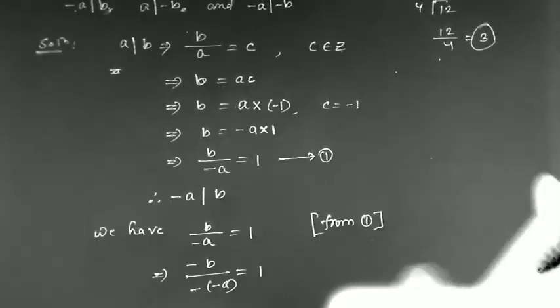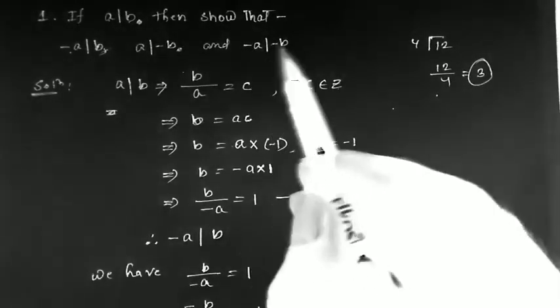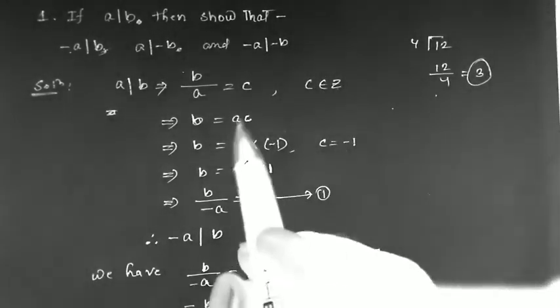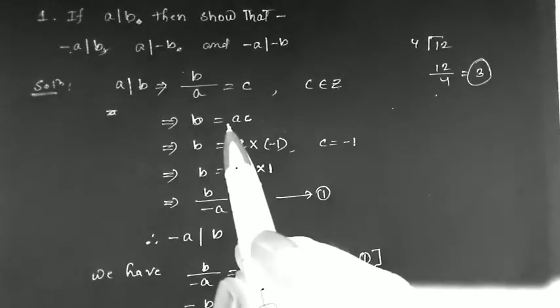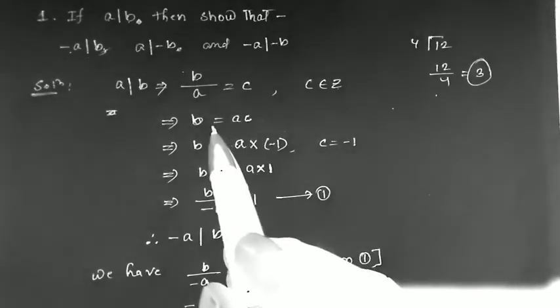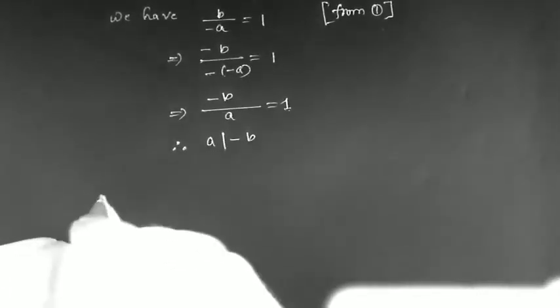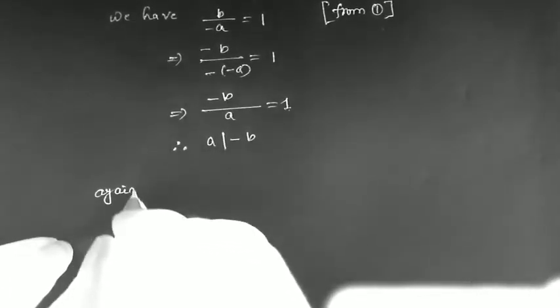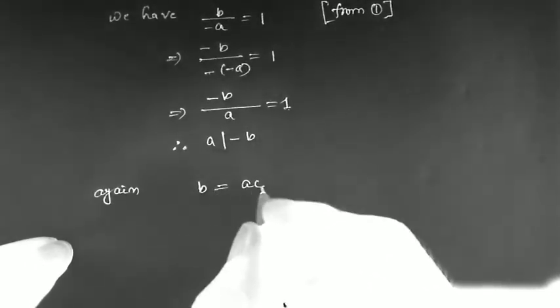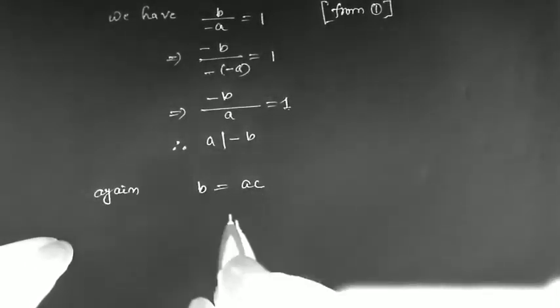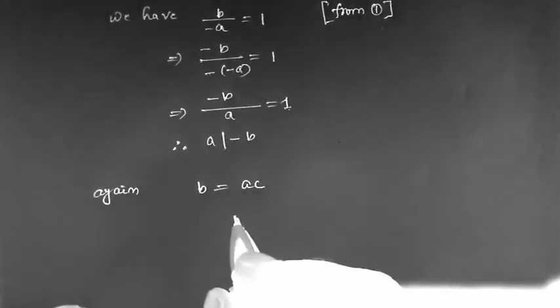See, in this case we need to subtract from both sides, minus a minus b. So we have to consider this: b is equal to what? Minus a, b is equal to ac. So by considering, again, b is equal to ac in the beginning of the sum, we got this.